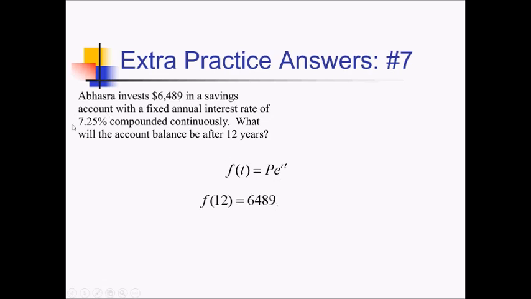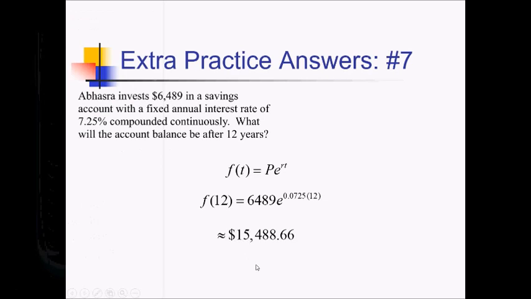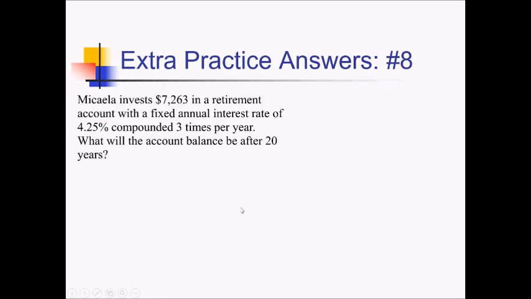That's going to be 0.0725 if I move that decimal. And I've got a time of 12 that I'm multiplying by in the exponent. Let's plug it all in. So there it is on the calculator, and that's going to come out to about $15,488.66.